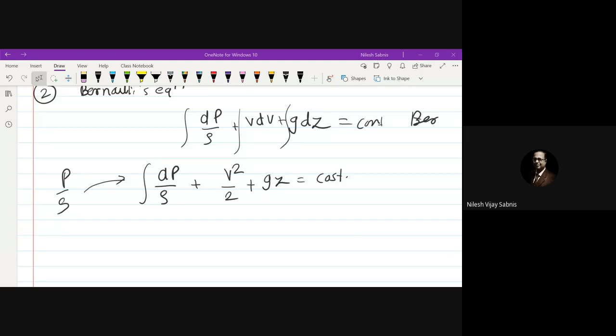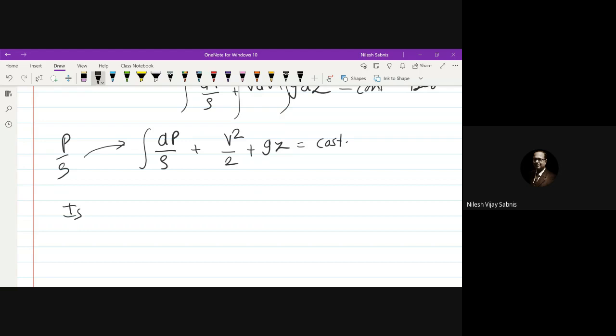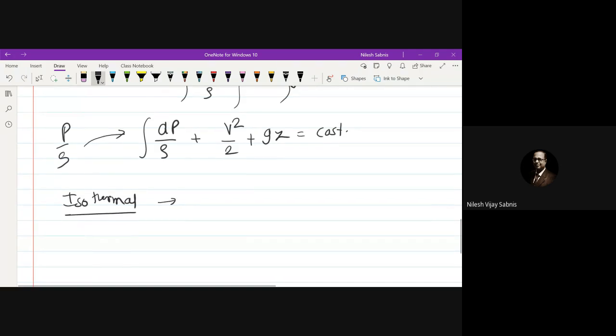So first, isothermal. If we consider the isothermal process, in that isothermal process, P by rho, as we know, is constant. Let's say it is C1. So rho is equal to what? P by C1.